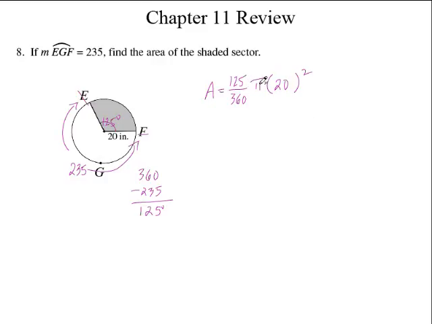So why did we do this? It's pi r squared, just like we do for a regular circle, but we're not finding the whole circle, we're only finding a portion, or a part, or a percentage of that whole entire circle. How much of the circle? 125 degrees out of the total 360. That's how much of the area we're finding. Now, it's just a matter of plugging it into a calculator, and you get 436.3. It's in inches, so it's area, it's inches squared.